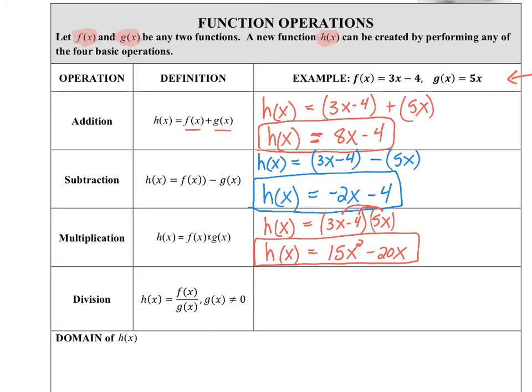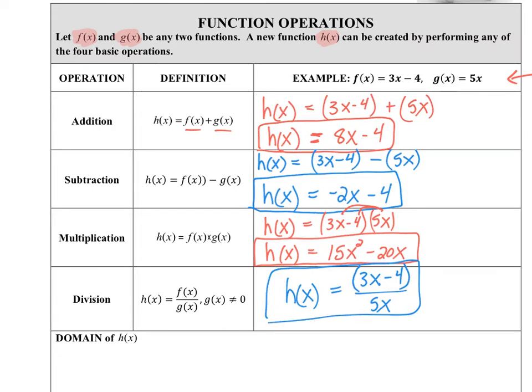Right. And then for the last one, the division one, h of x equals f of x goes on top, so 3x minus 4 is on top. g of x goes on the bottom, so 5x goes on bottom. And now, since it's 3x minus 4, we can't just reduce that and say, oh, well, there's 3 x's on top and 5 on the bottom, so they cancel. We can't do that because these things on top are together in parentheses. So this is all we can do. We can just write that as a fraction. So those are the operations we can do with functions.